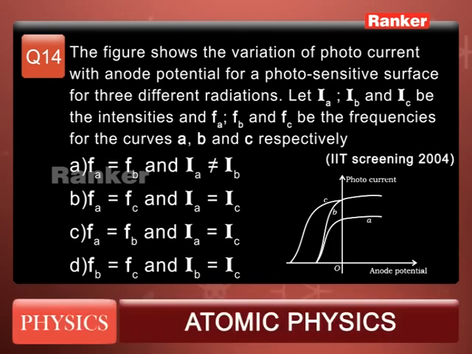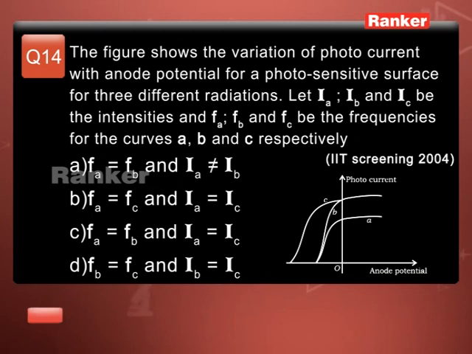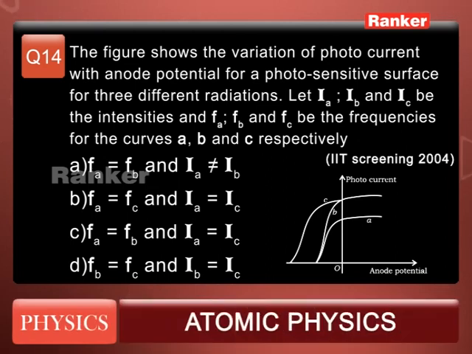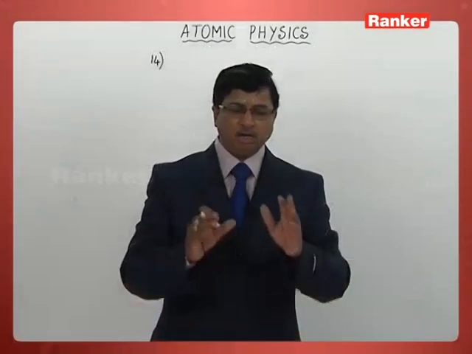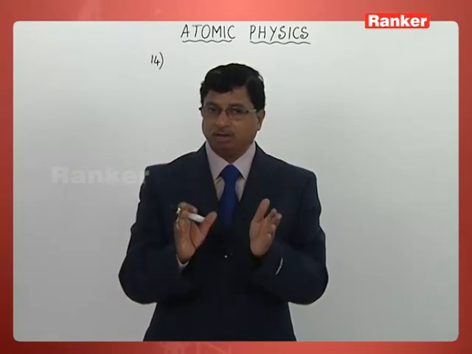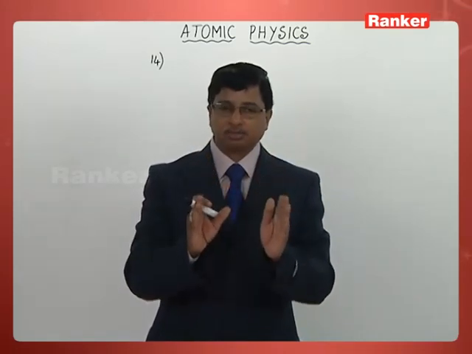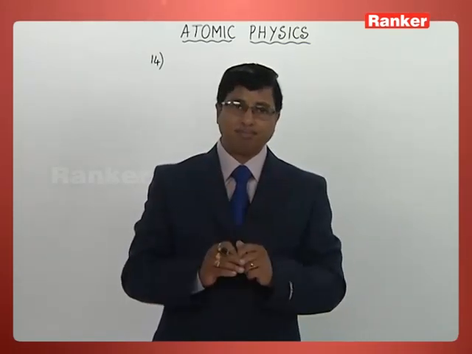And second option, FA and FC are equal, but IA and IC are also equal. And third option, FA and FB are equal, IA and IC are equal. Fourth option, FB and FC are equal, IB and IC are also equal. Looking to the graph, you have to identify which is the correct option out of the 4 given.